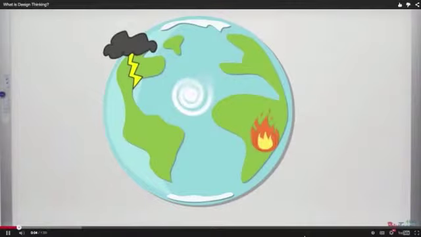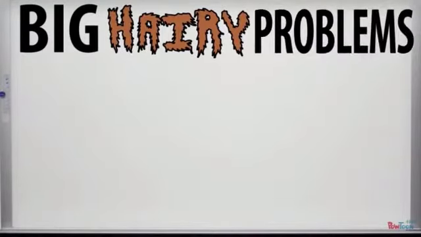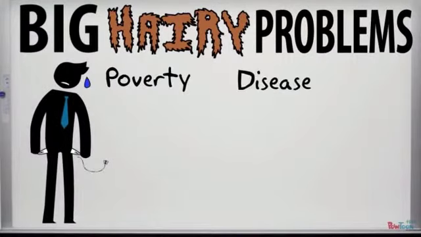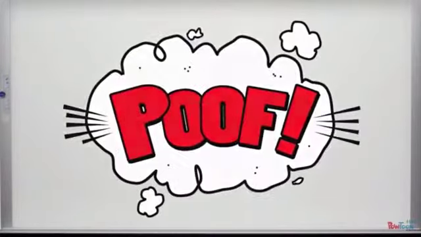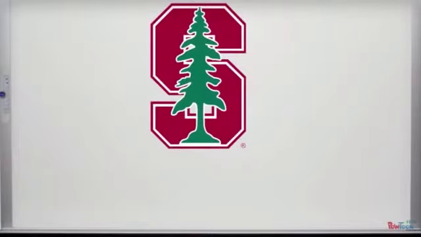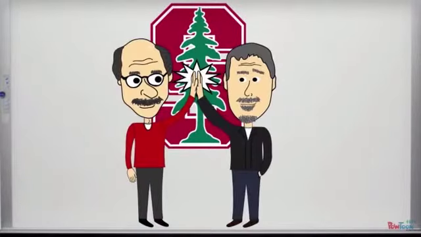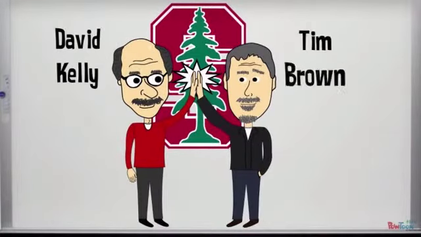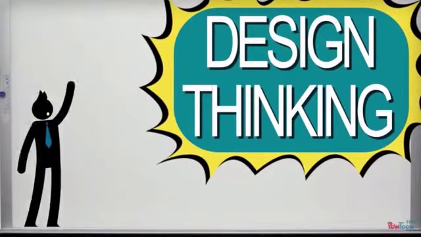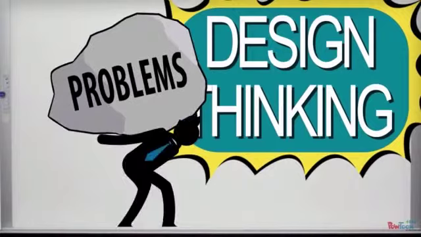Hi there. Have you noticed that the world is full of problems? There are big, hairy problems like poverty and disease and small annoyances like misplacing your keys. However, the geniuses at Stanford have come up with a process that will broaden your perspective and help you create better solutions no matter the type of problem. This process is called design thinking, and it's here to change the way you tackle problems.